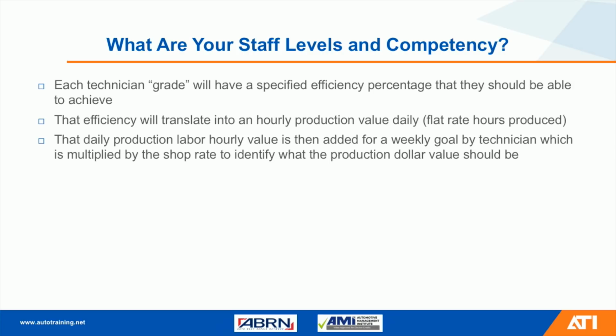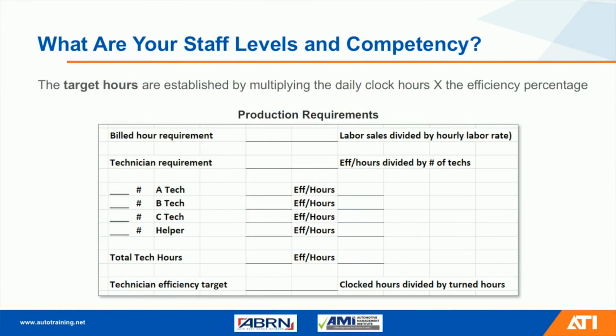So the efficiency will translate into the hour production value daily. So it's going to be flat rate hours produced. That daily production labor hourly value is then added to the weekly goal for the technician. We multiply that throughout the shop and what the shop is doing, and it gives us what the production facility itself should be producing in hours. We multiply that times the rate to give us the dollar value. So the target hours are established by multiplying the daily clock hours times the efficiency percentage.